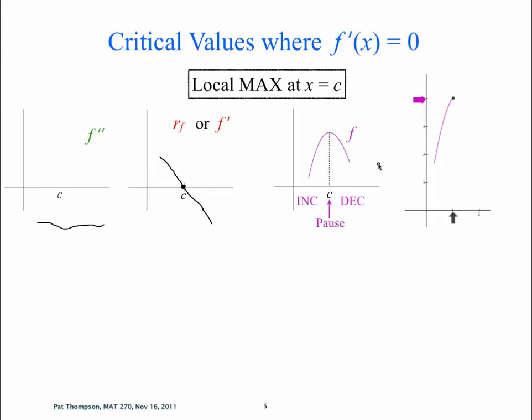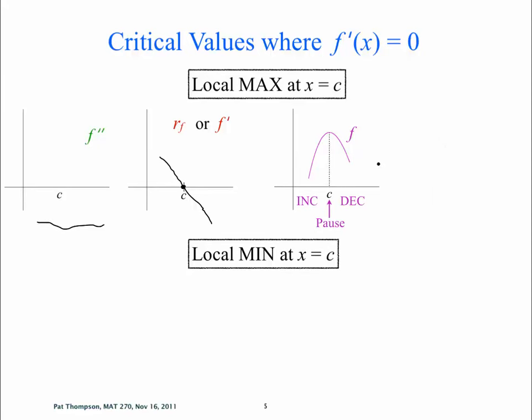This is what characterizes a local max. All this stuff, okay? The function increases, pauses, decreases. The rate of change is decreasing, and at the pause, the rate of change is 0, and the second derivative is negative. Does it make sense? Okay, so now you do it for local min.